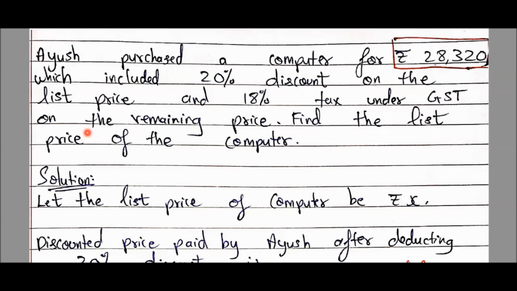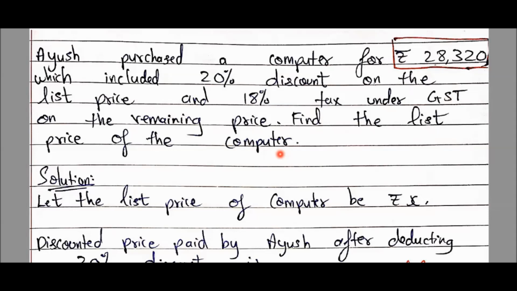Can I say there are two things or two operations mentioned here? Ayush purchased the computer for 28,320, but in this 28,320 there are two aspects. One aspect is about the discount and another aspect is the 18% tax. And these two aspects are combined, calculated, and the final amount Ayush paid is just rupees 28,320. Find the list price of the computer.